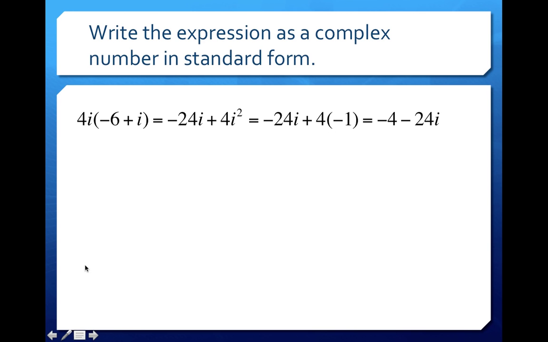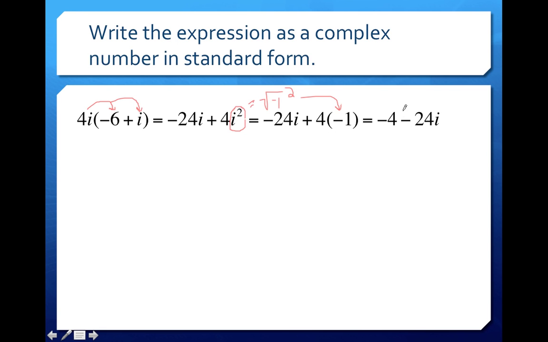Alright, now we're going to write it in standard form. So what happens if I have a multiplication? I need to distribute this to both pieces. So I distribute it there and here. I get negative 24i plus 4i squared. Now the cool part is this i squared can be simplified. If you remember before, i squared is equal to the square root of negative 1 squared. And if I square that, then I'm just going to get negative 1. So I have negative 24i plus negative 4.